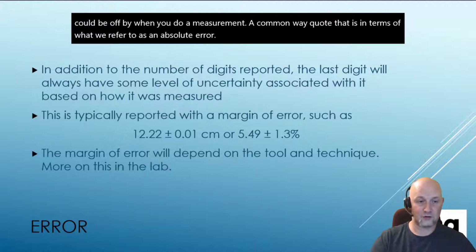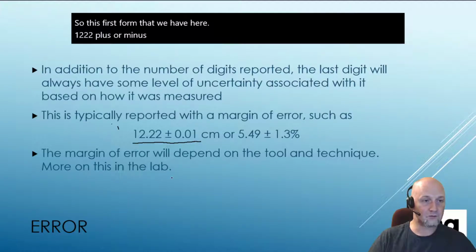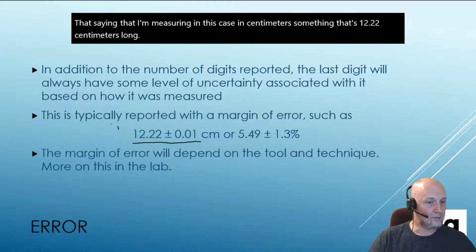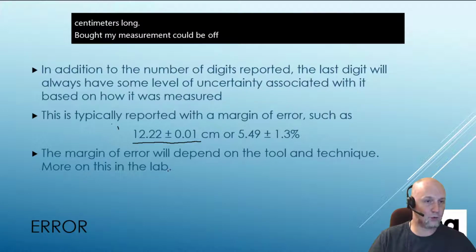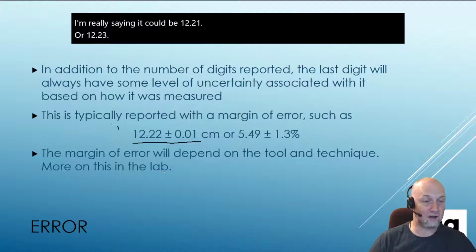So this first form that we have here, 12.22 plus or minus 0.01, that's saying that I'm measuring, in this case in centimeters, something that's 12.22 centimeters long, but my measurement could be off by as much as 0.01 centimeters high or low. So I'm really saying it could be 12.21 or 12.23, or any value in between.